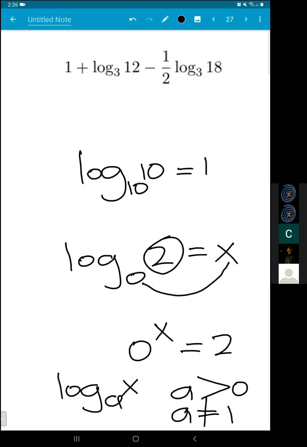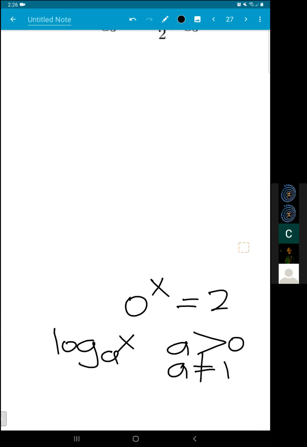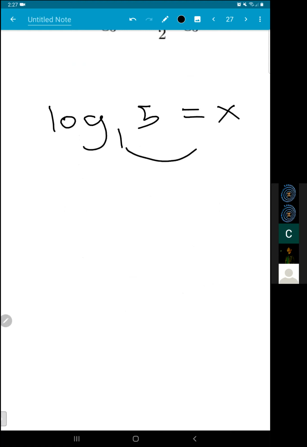Log 0 base 10. There's no log 0. We also do not define logarithms for base 1. Let me explain. Say log 5 base 1. What does that mean? It's the number to which I raise 1 in order to get 5. And that's impossible. 1 raised to any number or exponent is always 1.